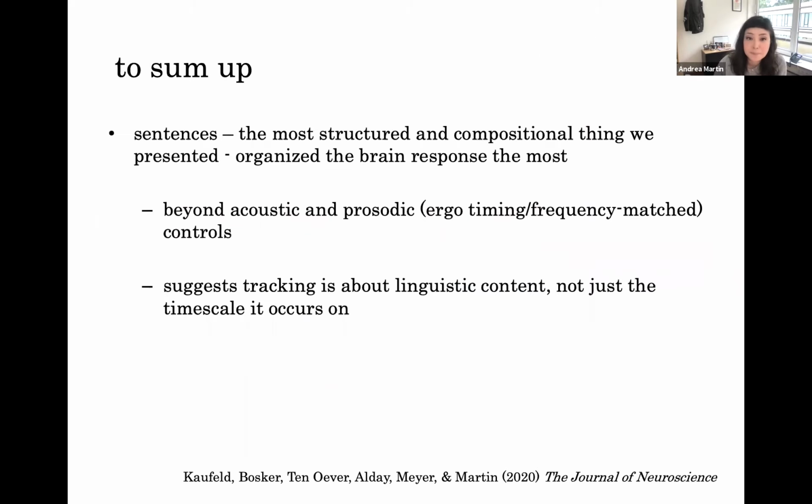All right, so to sum up that other section, we showed that sentences, the most structured and compositional thing that we tested, organized the brain rhythmic response the most beyond acoustic and prosodic control, so beyond timing and frequency match controls. And it suggests that this tracking that has been observed more and more as literature grows really is about linguistic content and not just the timing or time scale that it occurs on alone.